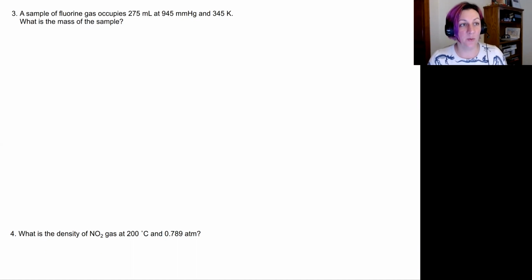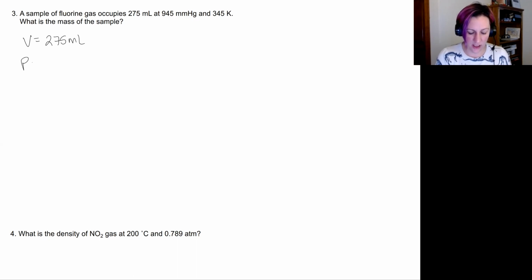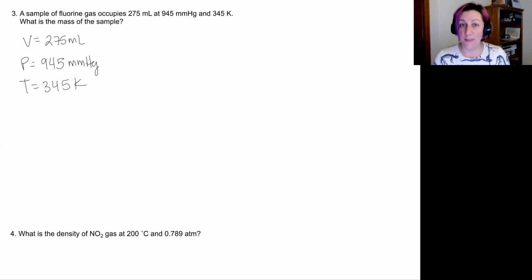So in this problem, we have a sample of fluorine gas. It's occupying a volume that's equal to 275 milliliters. It has a pressure equal to 945 millimeters of mercury. The temperature is equal to 345 Kelvin. And it wants to know what the mass of the sample is.